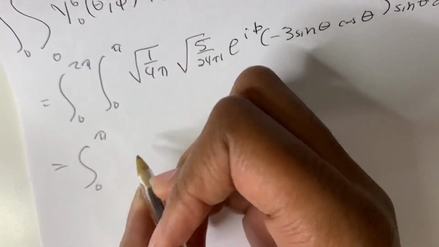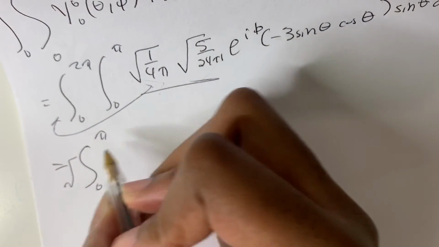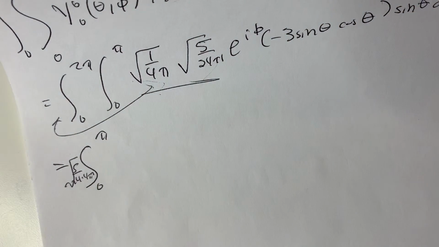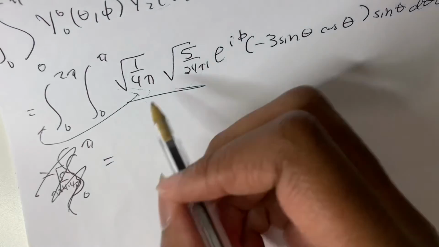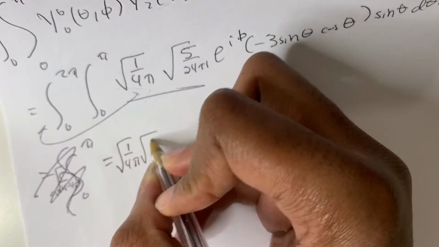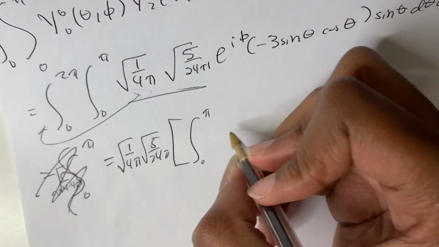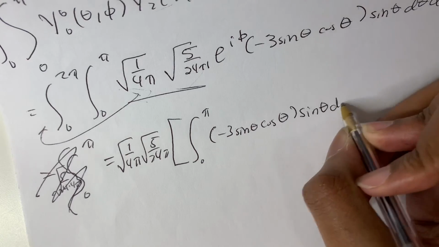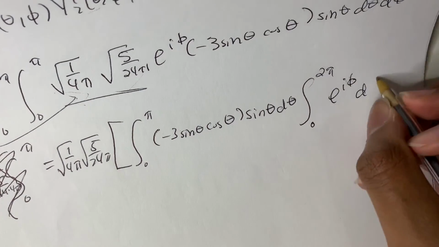Let's split this integral into 2 parts. Let me write it again to make it neater. We have the square root of 1 over 4 pi, the square root of 5 over 24 pi, times the integral from 0 to pi of minus 3 sine theta cosine theta sine theta d theta, multiplied by the integral from 0 to 2 pi of e to the i phi d phi.